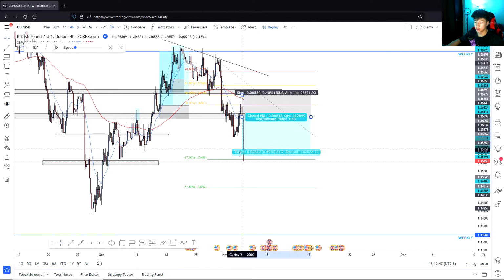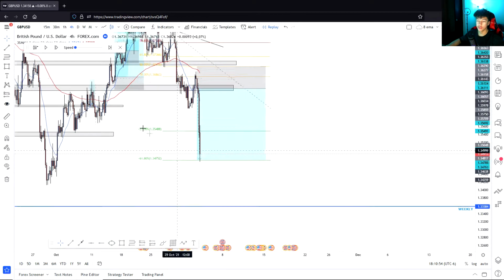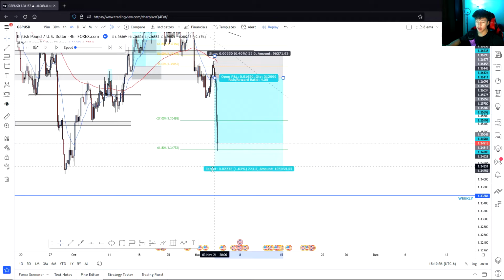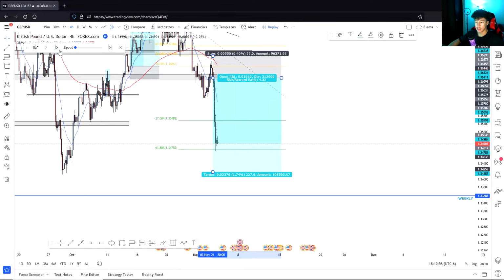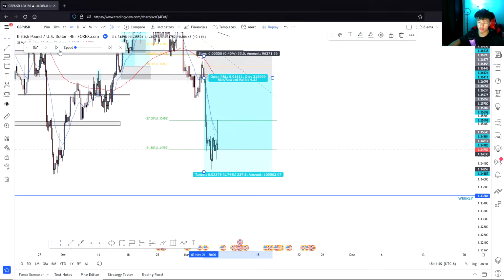TP slap. TP slap, 27. Come on. 61. All TP slap. 1 to 3. And if I want to continue to hold, what am I targeting? I'm targeting this low right here. Like I said, you trade from structure to structural zones. You trade from zone to zone. You trade from level to level.